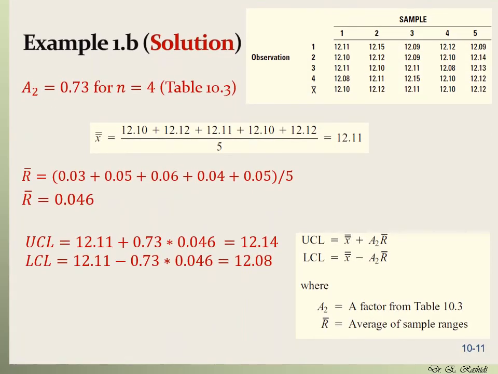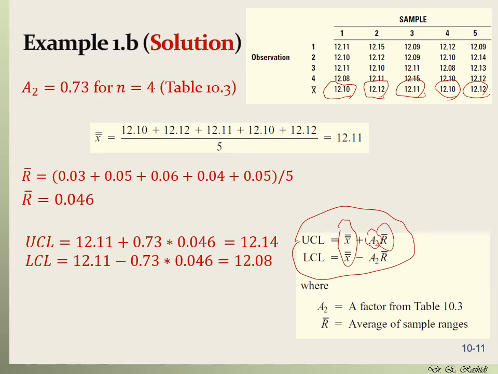Let's see the solution for this problem. The averages and the information that we have in the table are similar to before. This is the average for the first sample, X1 bar, the average for the second sample, X2 bar, X3 bar, X4 bar, and X5 bar. And these are the formulas here. So we need to compute the grand average, and then we need to find A2 and compute R bar.